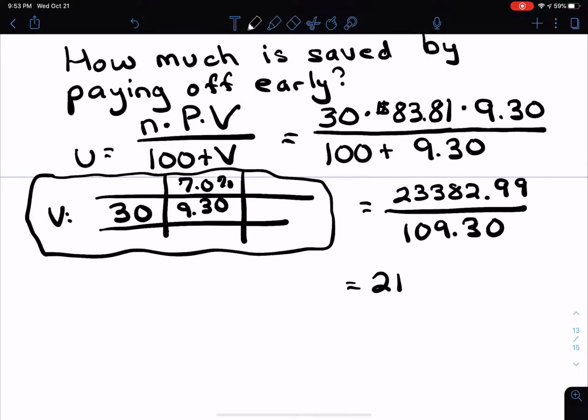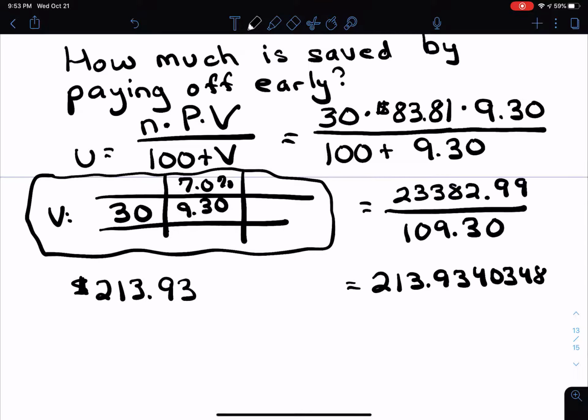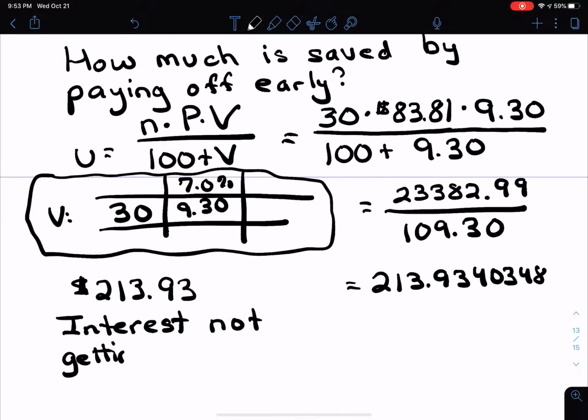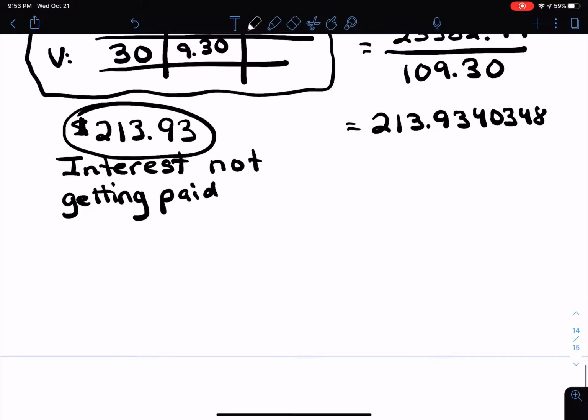You get 213.9340348. So $213.93 is the interest not getting paid. Finance charge, that's the amount of the finance charge this person's not responsible for because they're paying it off early.